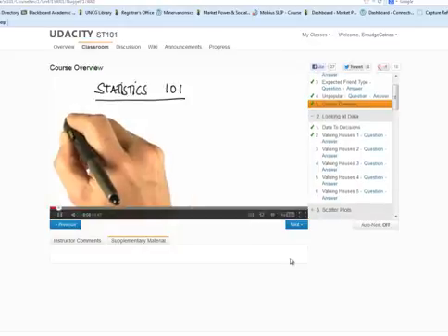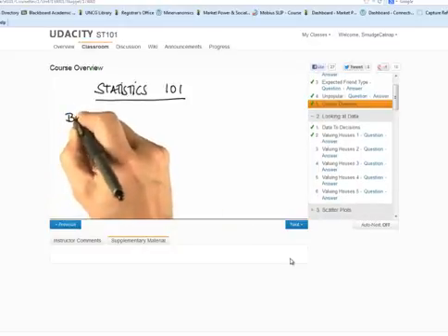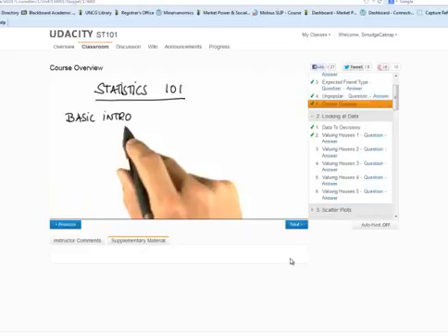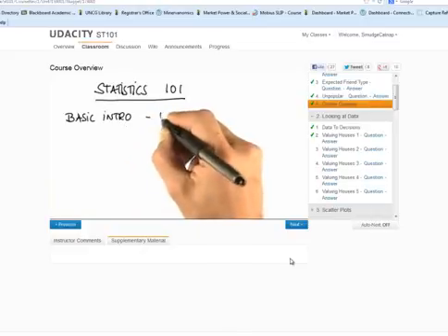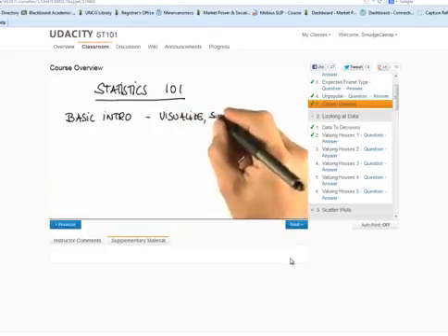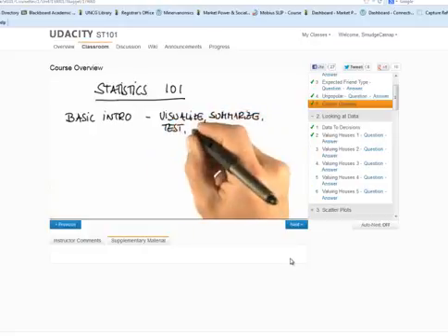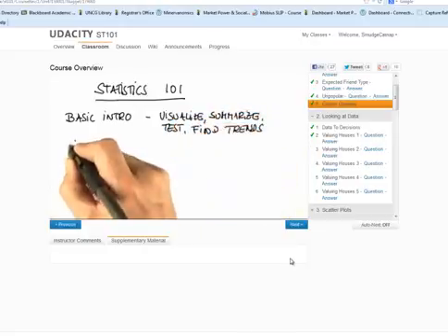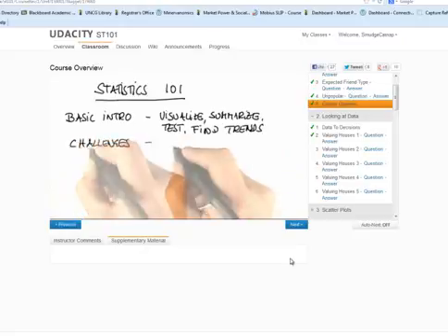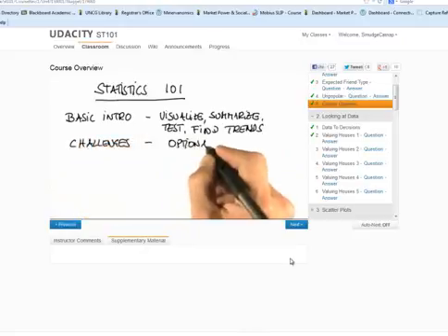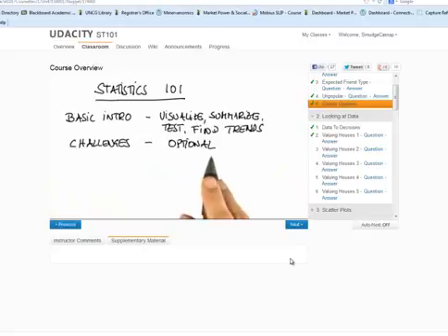So let's talk about this class. Most of the material is very basic. It's the first class you would have in college if you're not a statistics major. We teach you things like how to visualize data, how to summarize it, how to run tests, and even find trends. But there's also a few nuggets in there that are challenges. These are optional, and they're clearly marked as optional, but I will let you prove some theorems along the way using little games that I play with you.